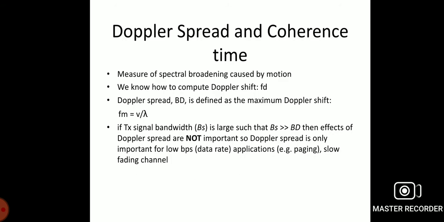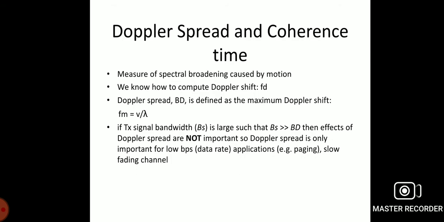Doppler spread and coherence time. The time dispersive nature of the channel in a local area is described mainly by two parameters: number one, coherence bandwidth, and also the delay spread. But the time varying nature of the channel in the small scale region is described by the parameters Doppler spread and coherence time.